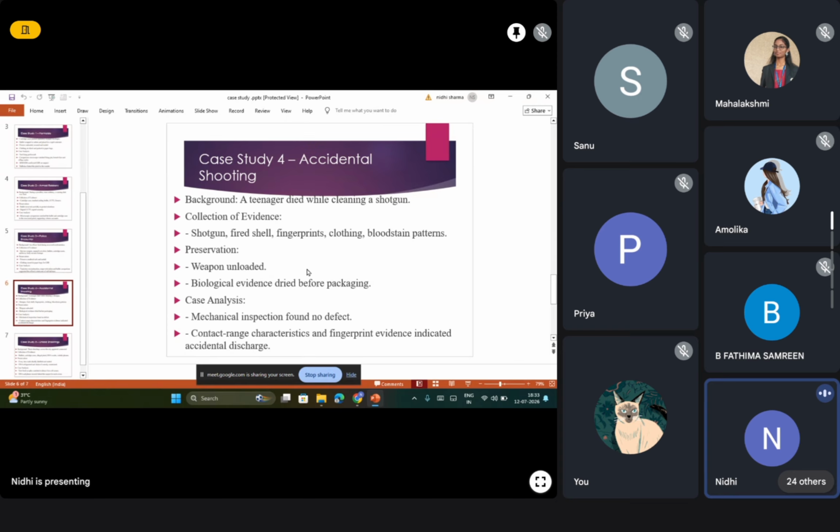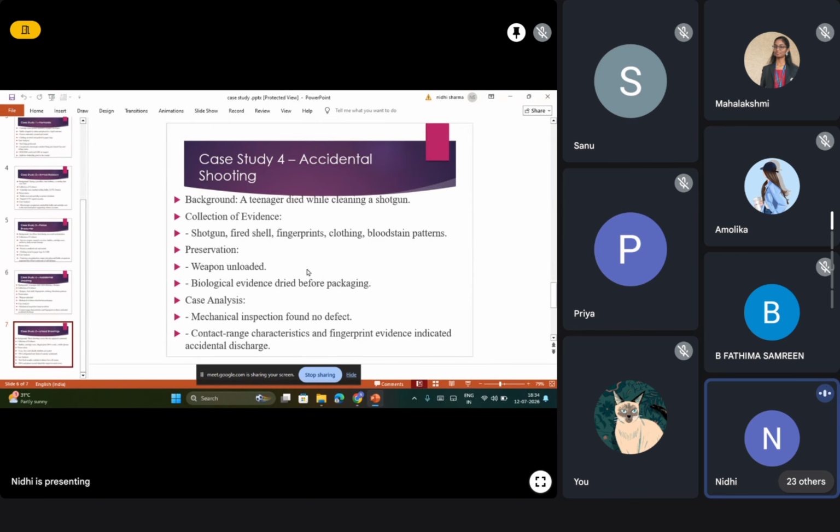So in this case, the evidence we have is the shotgun, fired shell, fingerprints, clothing, and blood-stained patterns of that person. Now, while we are preserving this, we will be unloading the weapon. Then biological evidence is dried before packaging. Then case analysis: mechanical inspection found no defect. Contact range characteristics and fingerprint evidence indicated accidental discharge.